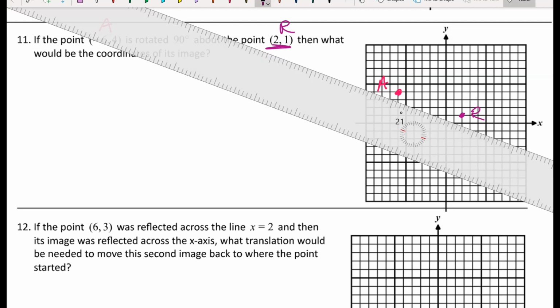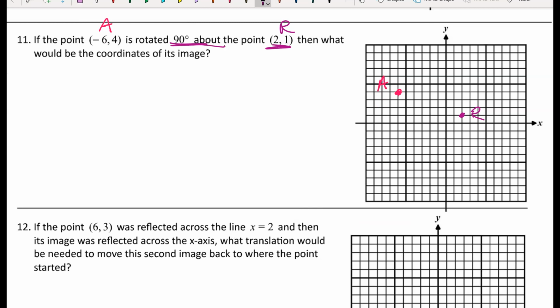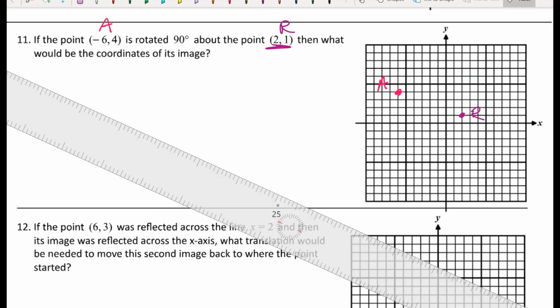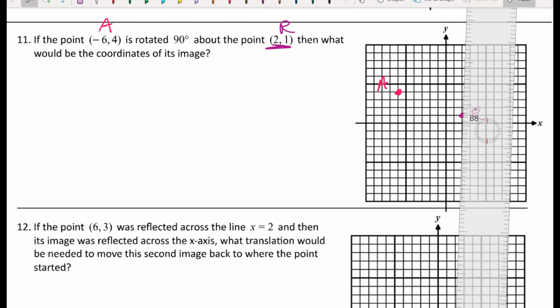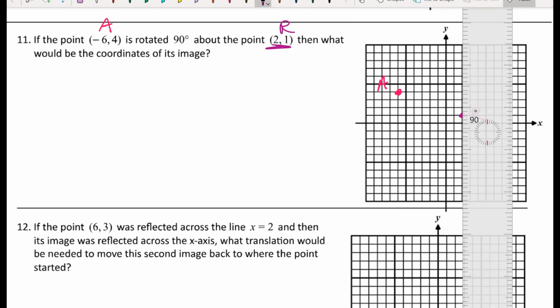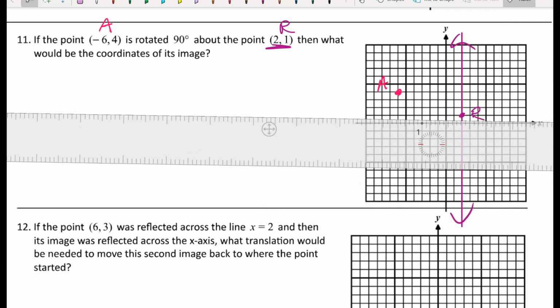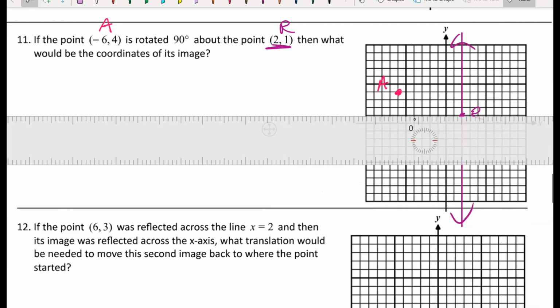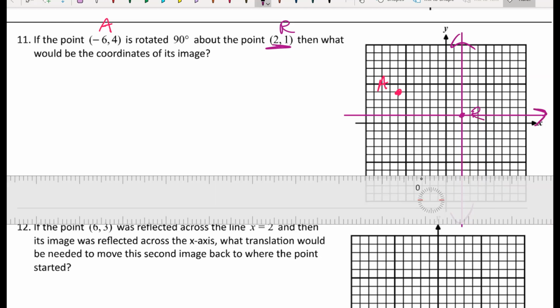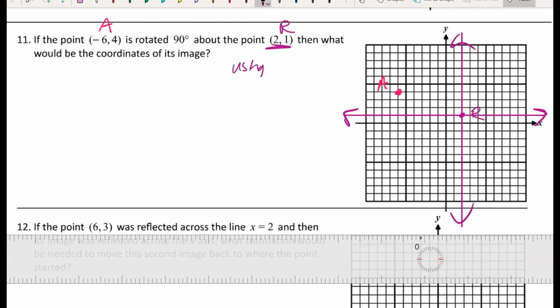Now, if you don't remember the process, we don't really have a rule for rotating 90 about a point that's not the origin. So the strategy here is just to pretend that 2, 1 is our origin. And we're going to make some fake points, and we're just going to pretend that this is the origin to help us rotate. So I'm going to create my own, new set of axes around R. So I'm going to make R my origin here. Right? Now I'm going to count from R what the coordinates of A would be, using 2, 1 as the origin.